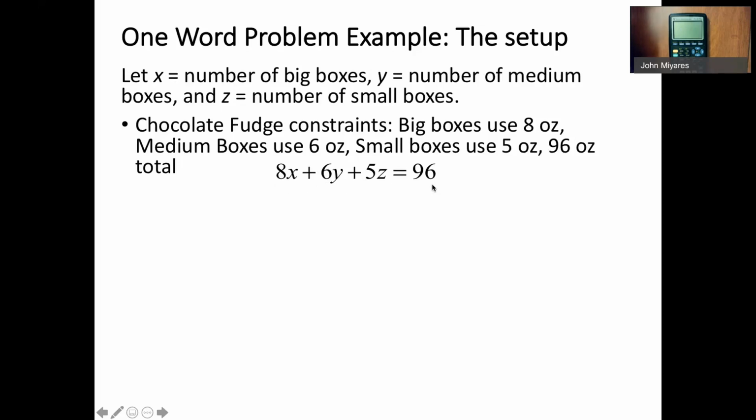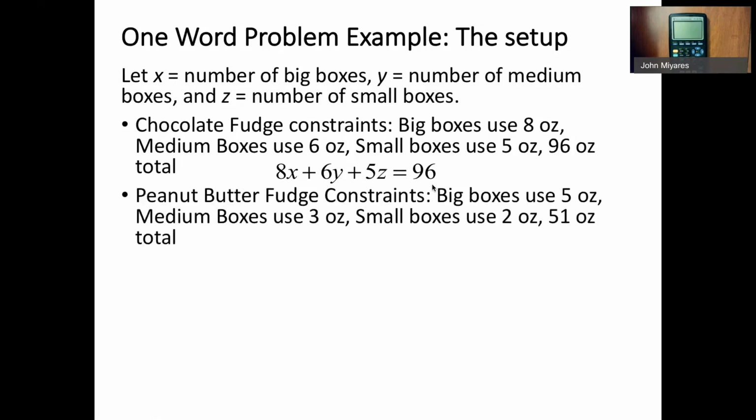We can do the same thing with the peanut butter fudge. We know that big boxes use 5 ounces, medium boxes use 3 ounces, and small boxes use 2, and we have a total of 51 ounces of peanut butter fudge total. This is going to translate to the equation 5x plus 3y plus 2z equals 51. Again, the coefficients represent how much peanut butter fudge is in each size box, and X, Y, and Z represent the different size boxes. So fudge per box times number of boxes plus fudge per box times number of boxes plus fudge per box times number of boxes adds up to the total amount of peanut butter fudge that we have.